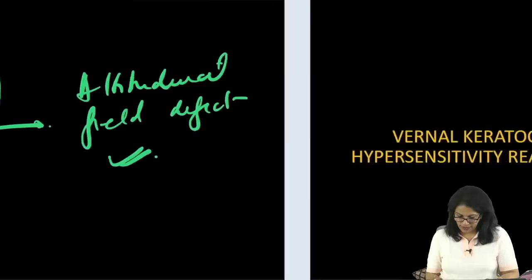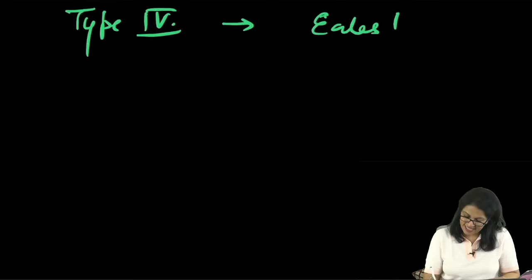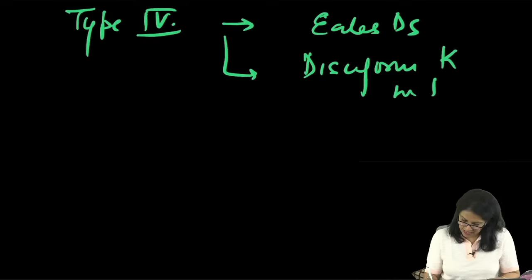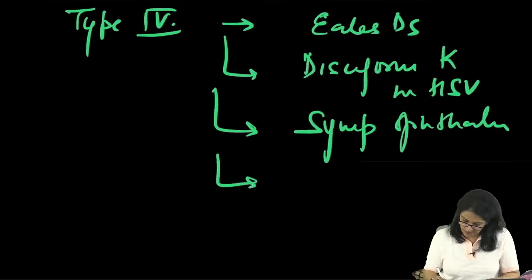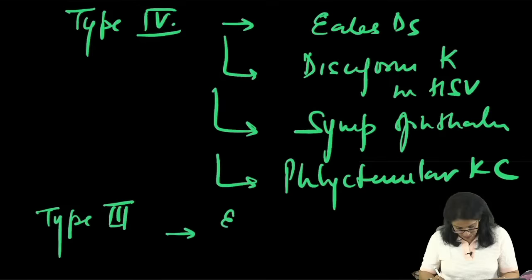Come to the next. Vernal keratoconjunctivitis is a type 1 hypersensitivity reaction. What are the other hypersensitivity reactions we have to remember? So, type 1 is vernal. What about type 4 reactions in your eye? Let's revise it. One is your Eales disease. Then, we will not forget disciform keratitis in herpes simplex. And third, sympathetic ophthalmitis. These are all type 4 hypersensitivity. Even phlyctenular keratoconjunctivitis, type 4 hypersensitivity reactions. And type 3 can be Eales. Eales has both, but we prefer to answer type 4. And second important is stromal keratitis in herpes simplex.